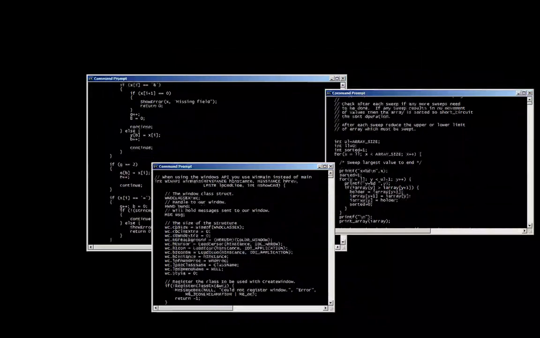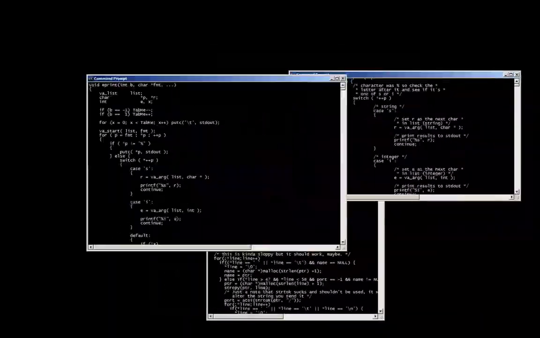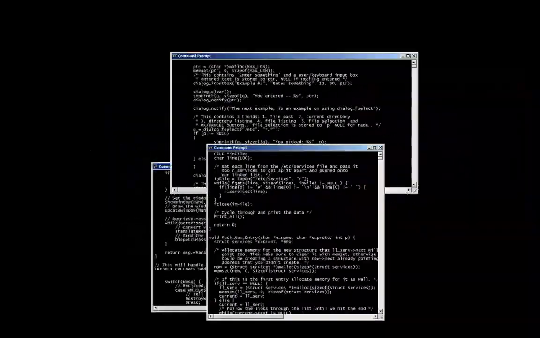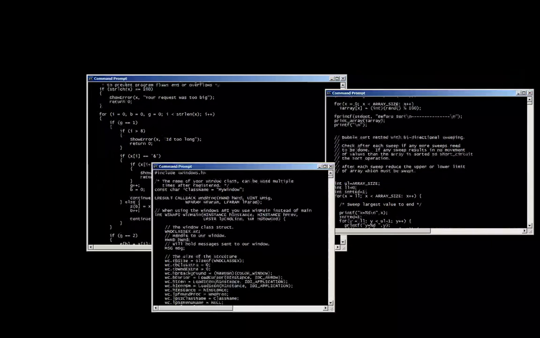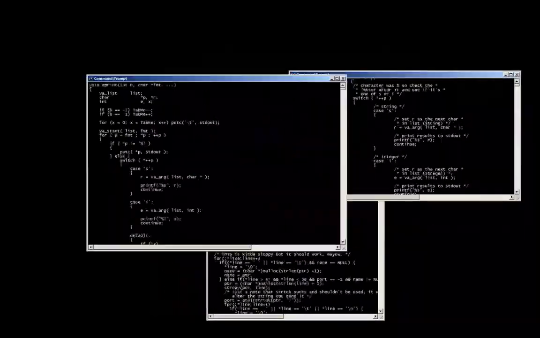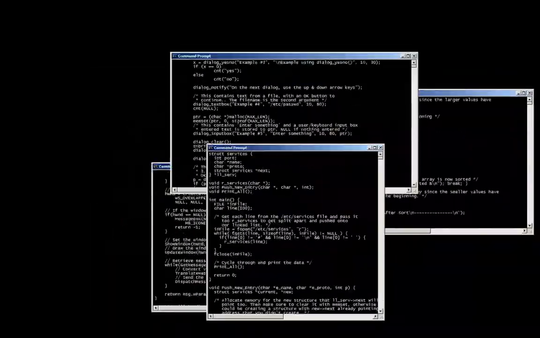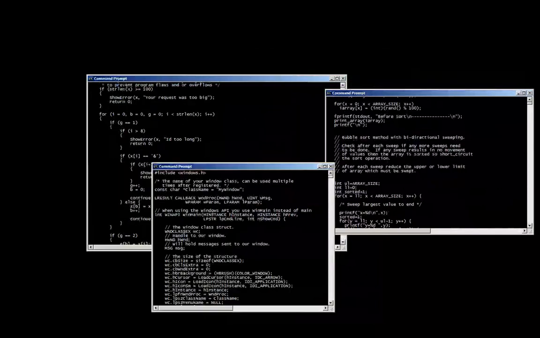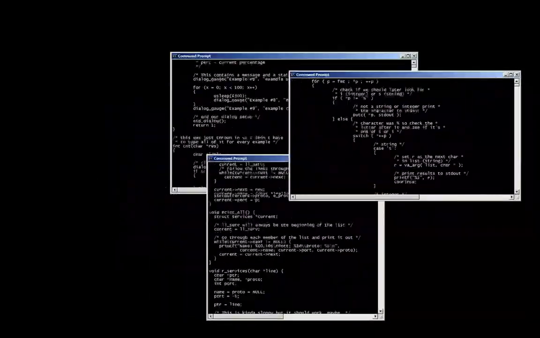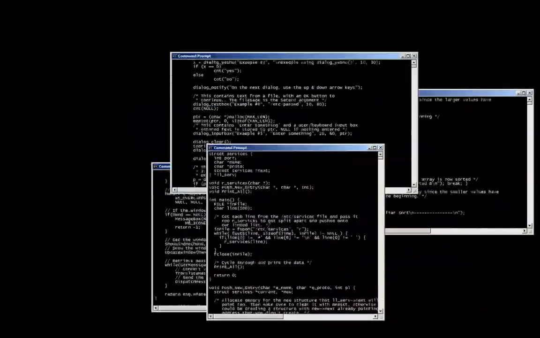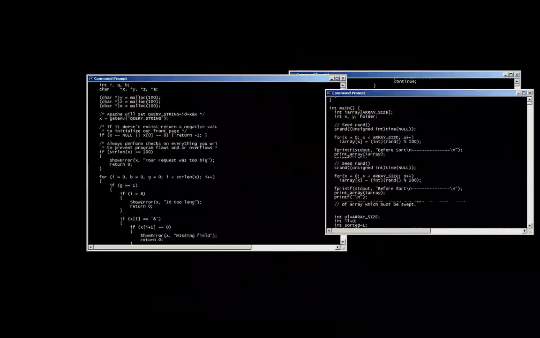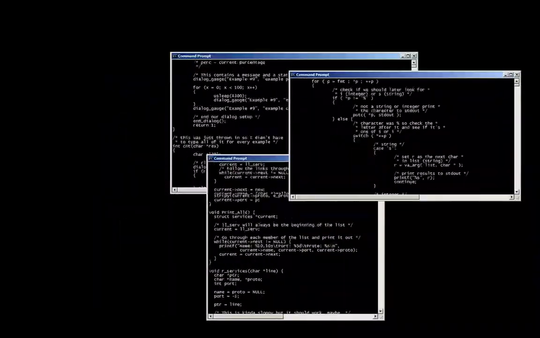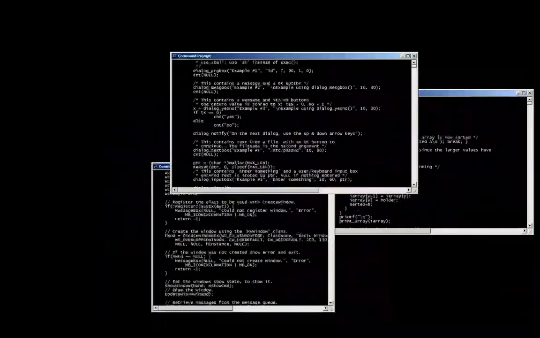Arithmetic Logic Unit, ALU. The ALU performs arithmetic and logical operations, such as addition, subtraction, and OR, etc. It handles mathematical calculations and comparisons. Control Unit, CU. The CU manages and coordinates the activities of the CPU. It fetches instructions, decodes them, and controls the execution of instructions.